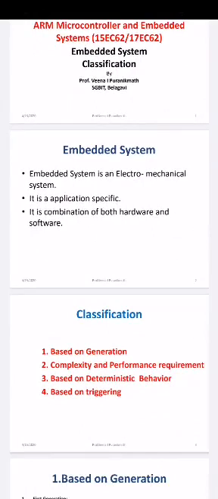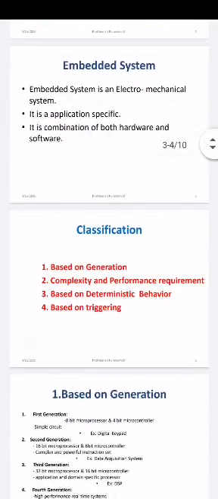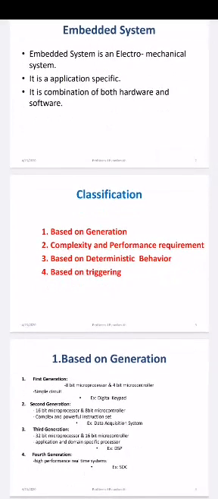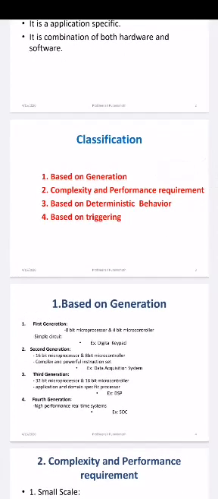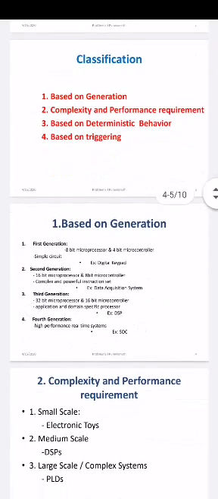Depending on some criteria, embedded systems are classified into four categories: based on the generation, based on how complex the system is and how it is going to perform, based on the deterministic behavior, and based on the triggering. Based on the generation, again we have four generations.